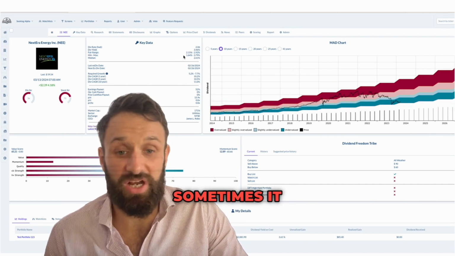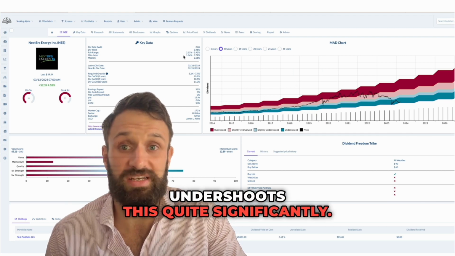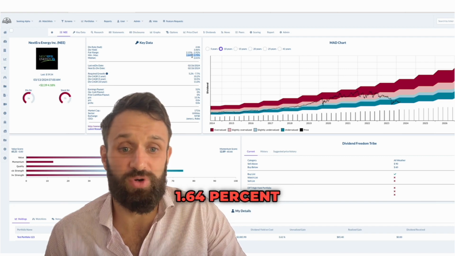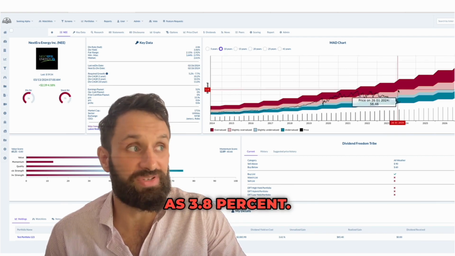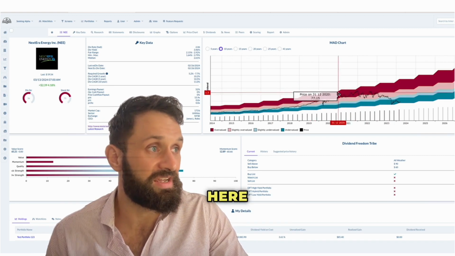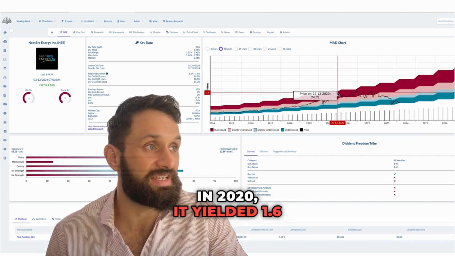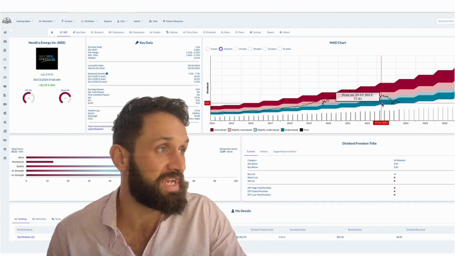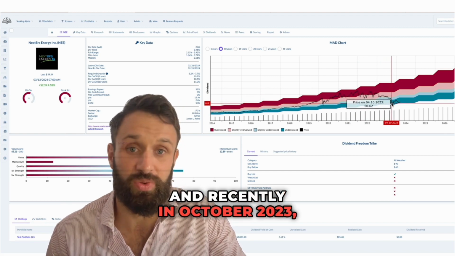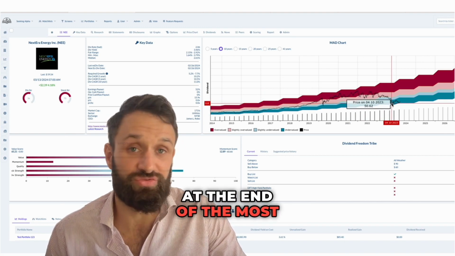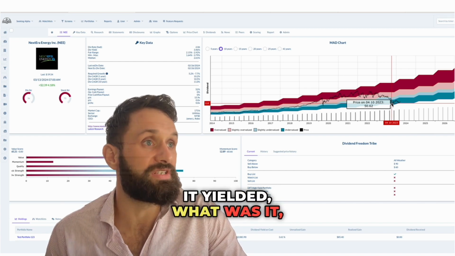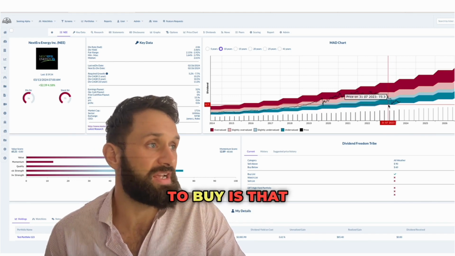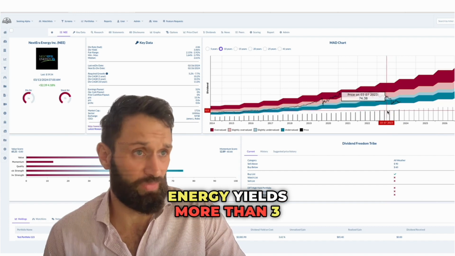As you can also see, sometimes it overshoots or undershoots this quite significantly. Here we can see that NEE has yielded as little as 1.64% and as much as 3.8%. On the charts, you'd see this here, where at this time in 2020, it yielded 1.6%. Again here in 2021, it yielded 1.6%. And recently in October 2023, at the end of the most recent bear market, it yielded 3.8%.